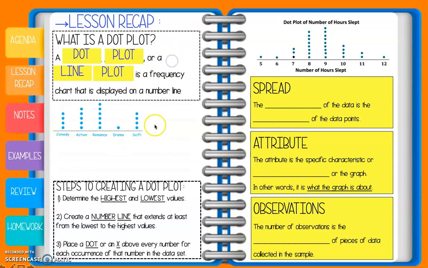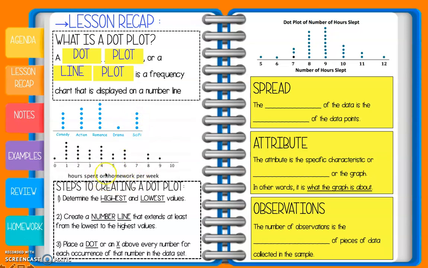Okay, so here's what our dot plot might look like. This was a survey taken about which genre of movie you like. Every time somebody said comedy, you put a dot. Every time somebody says action, you put a dot. So you can see that 4 people said they like comedy, 5 people said they like action, 6 people said they like romance, 1 person said they like drama, and then we got 4 people that like sci-fi. So those are just some examples.